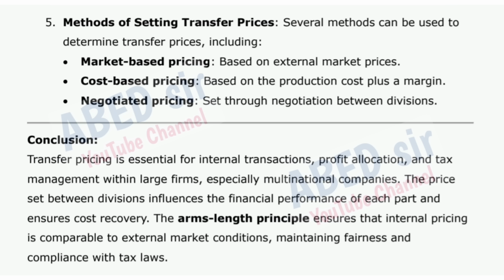Conclusion: transfer pricing is essential for internal transactions, profit allocation, and tax management within large firms, especially multinational companies. The price set between divisions influences the financial performance of each part and ensures cost recovery. The arm's length principle ensures that internal pricing is comparable to external market conditions, maintaining fairness and compliance with tax laws.